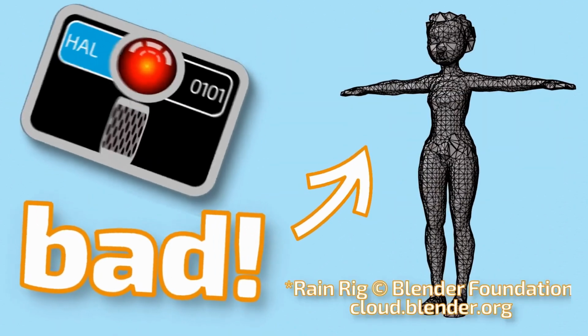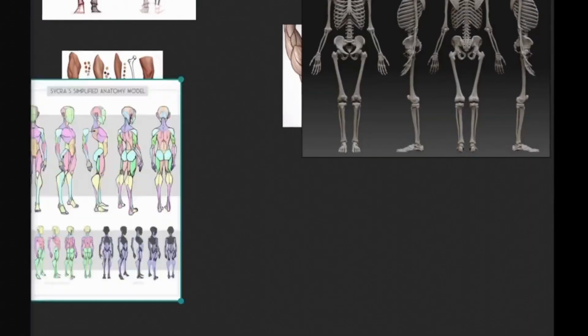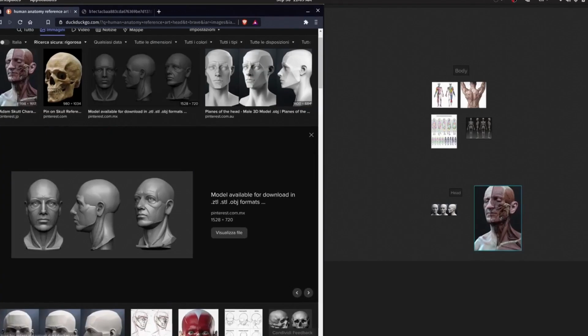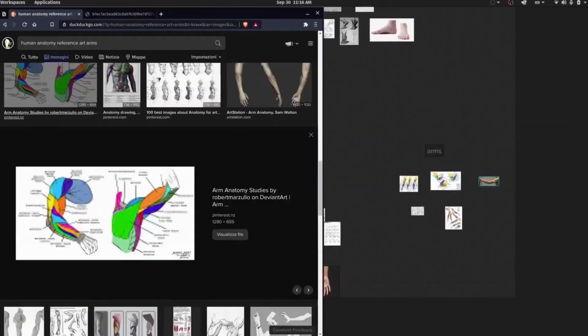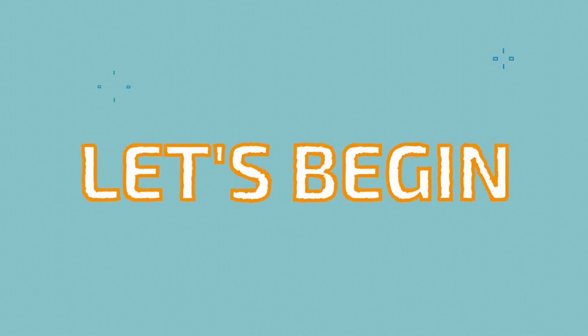This is an example of bad topology. And this is an example of good topology. I loaded the topology in the program and I started blocking the basic shapes following the chart. This is actually the first time I'm attempting to properly do a retopology of a 3D model, so it'll be challenging for sure.